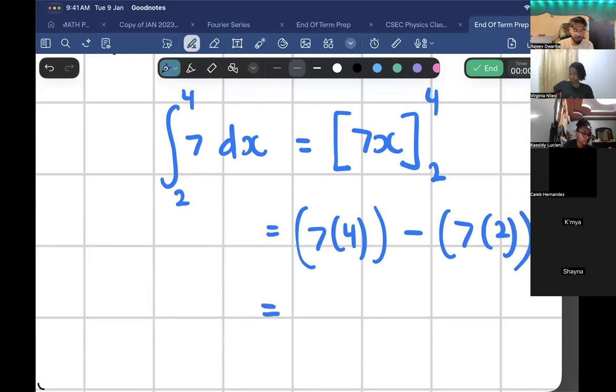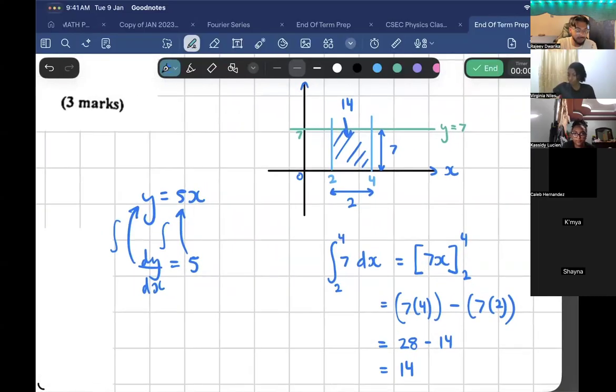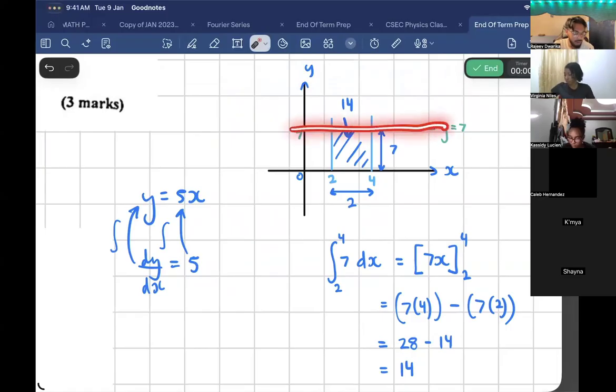What's 7 by 4? 28. What is 7 by 2? 14. What is 28 minus 14? 14. Now that 14 has significance. What did that 14 stand for again? What's that 14? The area under the graph y is equal to 7 bounded by x is equal to 2 and x is equal to 4.